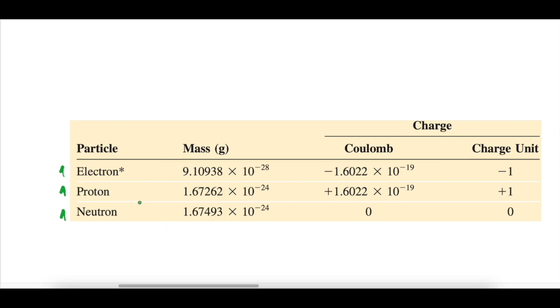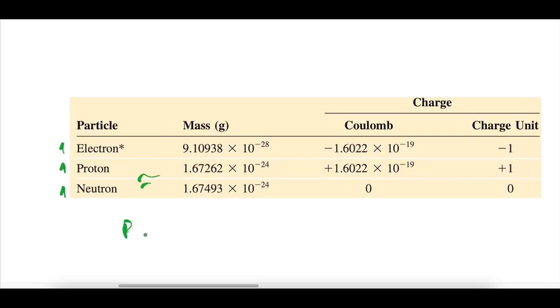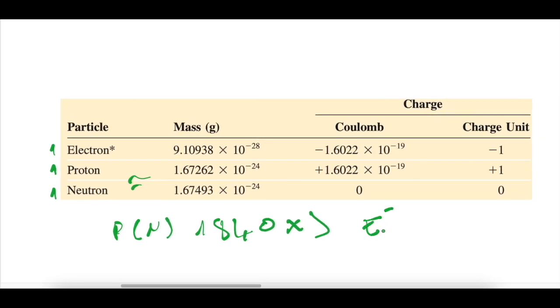We can see that a neutron has approximately the same mass as the proton. Their masses are very, very close. And also, we can see that a single proton or a single neutron is about 1840 times greater than the mass of an electron. As we see here, the mass of the electron is extremely small when we compare it to the mass of the proton or the neutron.